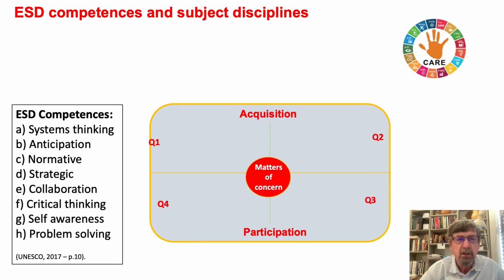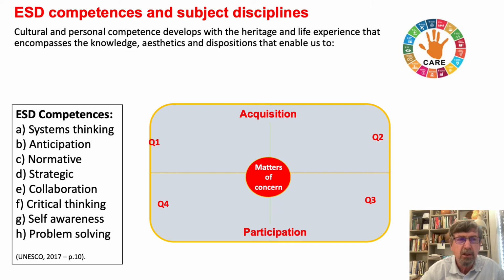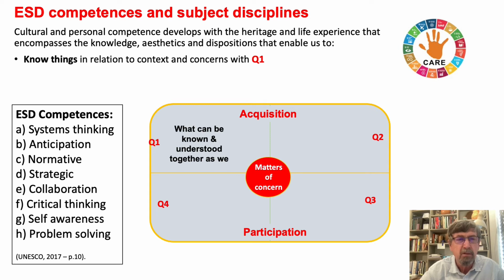And when we started to look at the curriculum competences in the subject disciplines and the ESD competences, we started to see that there are a lot of cultural and personal competences that develop, particularly systems thinking out of heritage and life experience, encompassing knowledge, aesthetics, dispositions, so that the students are enabled to know things in relation to the context of their concern. That's the story part in quadrant 1 and the story sharing.